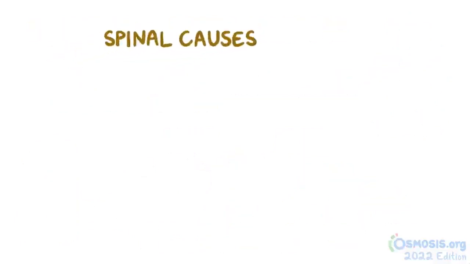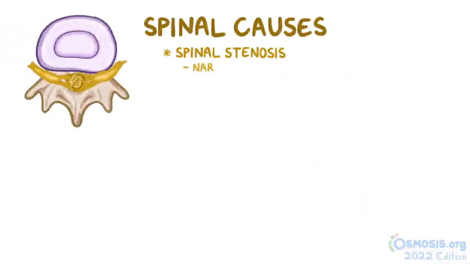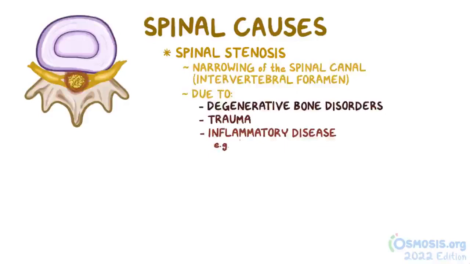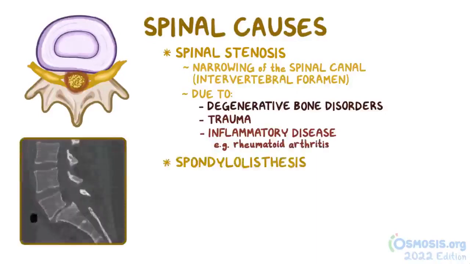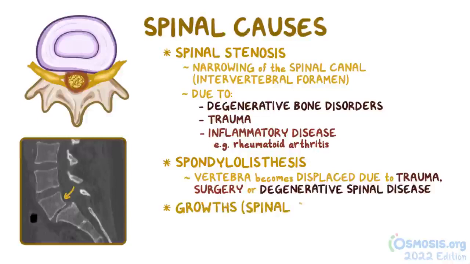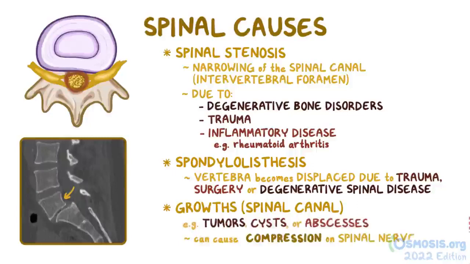Another cause of nerve compression is spinal stenosis, which is the narrowing of the spinal canal or intervertebral foramen. This is often due to degenerative disorders of the bone, trauma, or inflammatory diseases like rheumatoid arthritis. Spondylolisthesis is a condition where one vertebra slips or becomes displaced due to a trauma, surgery, or degenerative spinal disease and presses on the nearby nerve roots. Finally, any growths within the spinal canal, like tumors, cysts, or abscesses, can cause compression of the spinal nerves.